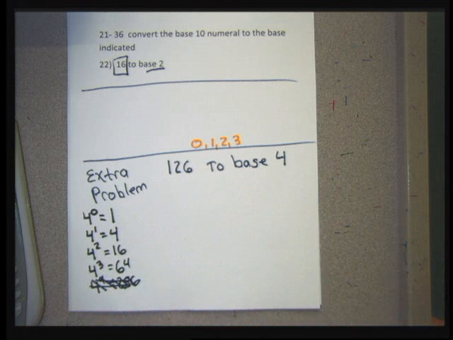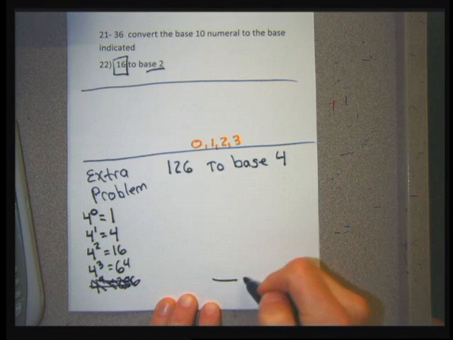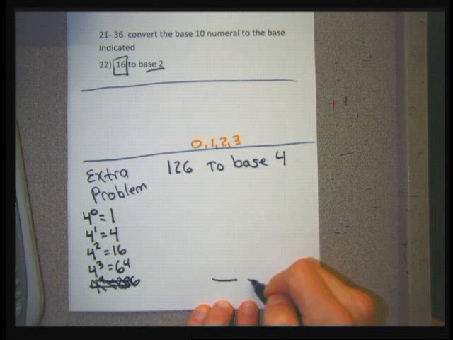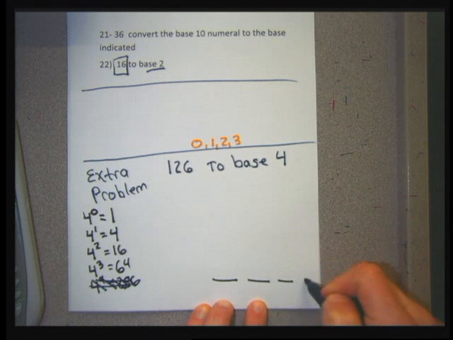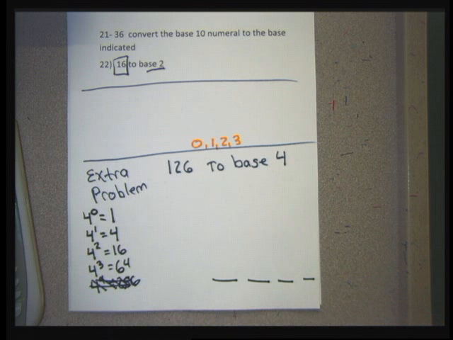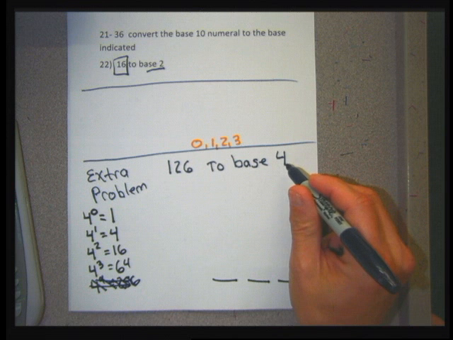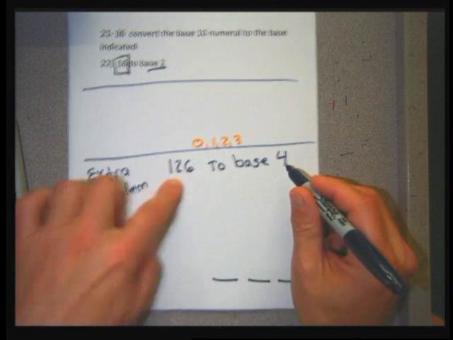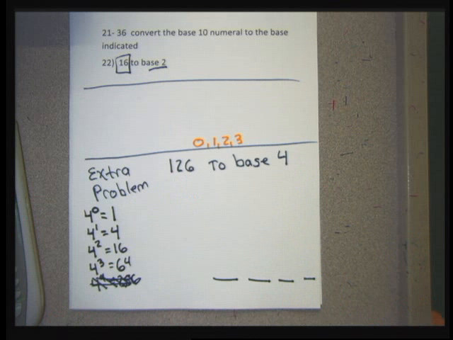So I'm converting to base 4. I need to know powers of 4. My answer is going to have 4 slots in it, because there are 4 powers of 4 that are less than 126. So the number of digits in your answer is going to be the number of powers of the base that are less than that number. So there are 4 powers of 4 that are less than 126. My answer is going to have 4 digits.